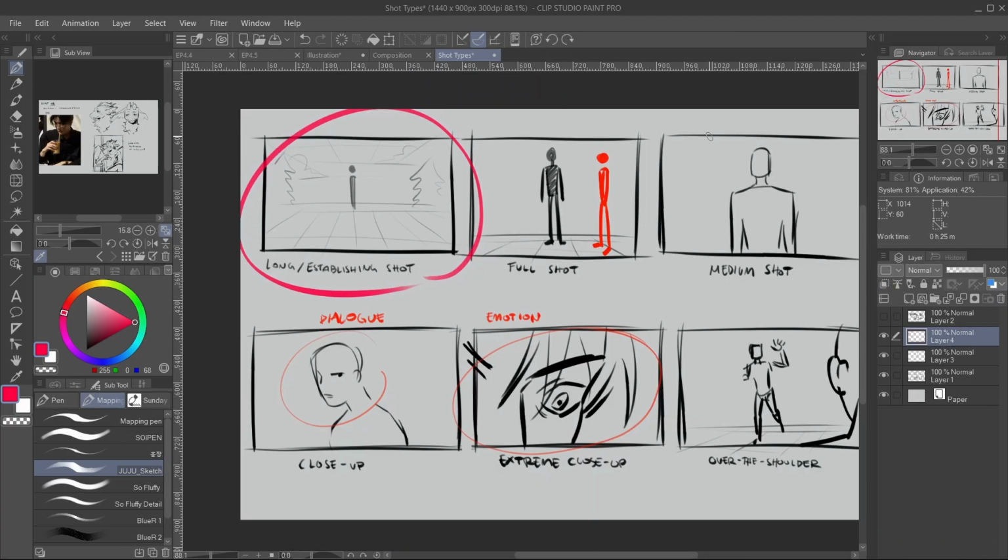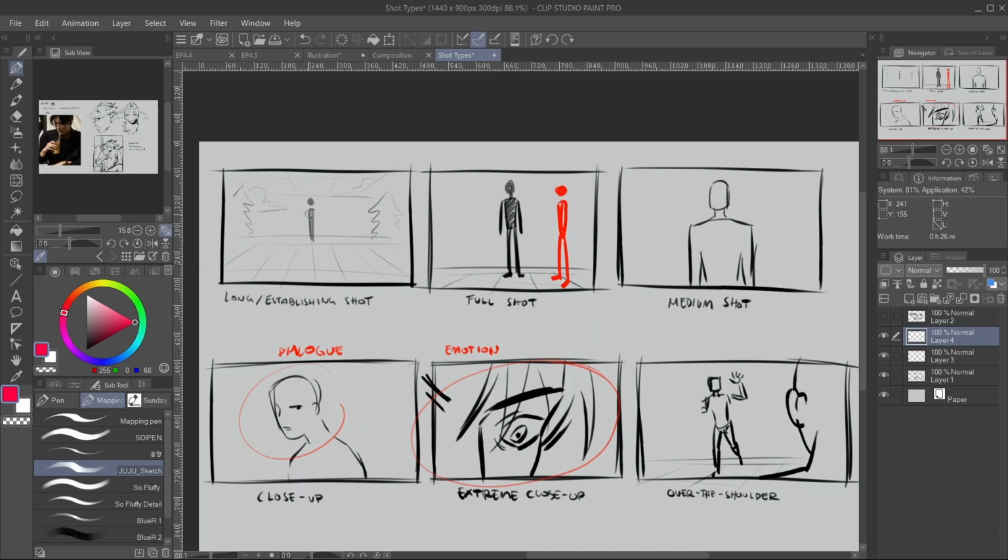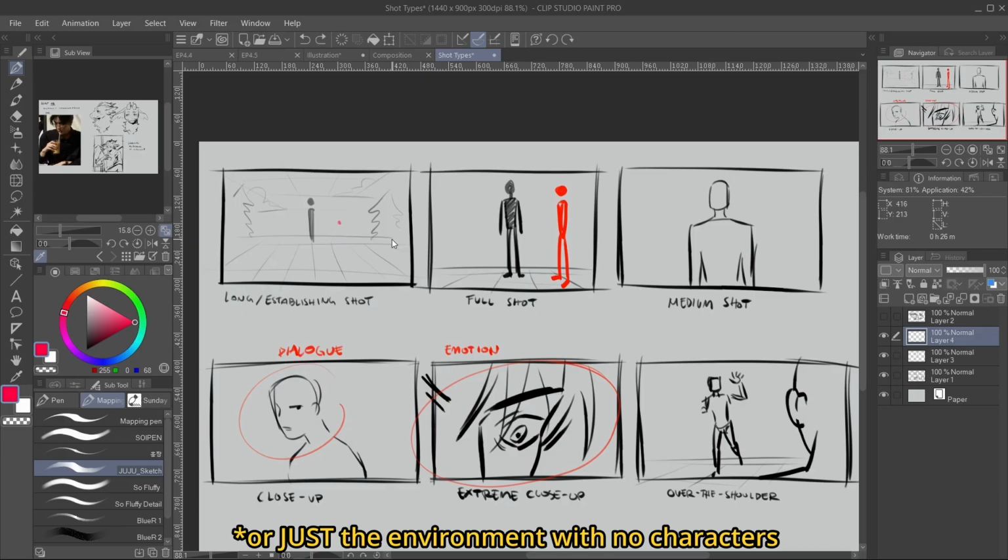Establishing shots set up the environment, show you where the character is, and give you a sense of the time period and maybe the differences in this world compared to the one that we're living in right now. And these ones usually have the character far, far away.